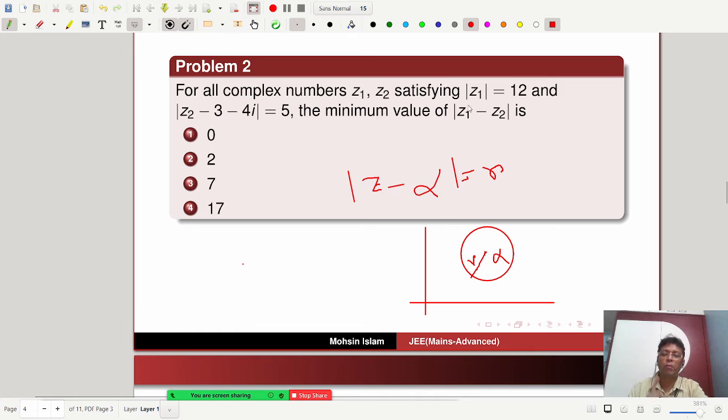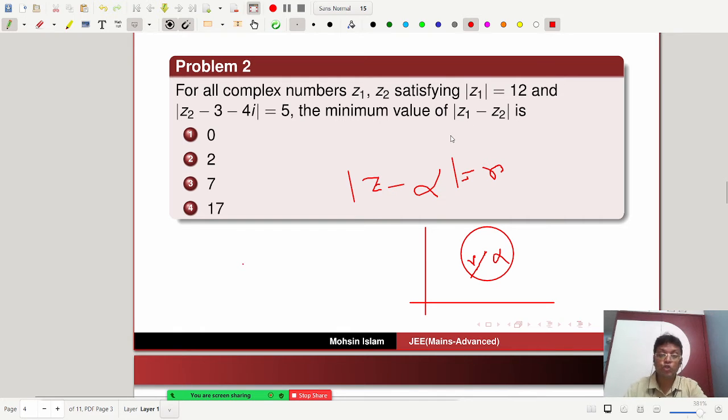Similarly, modulus of z1 equal to 12 represents a circle with center 0 and radius 12. And modulus of z2 minus 3 minus 4i equal to 5 also represents a circle with center at (3, 4) and radius 5. So now the minimum value of modulus of z1 minus z2.